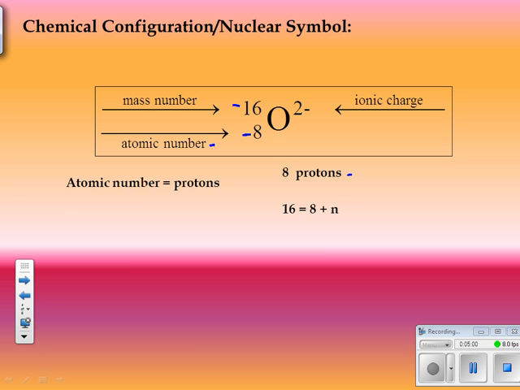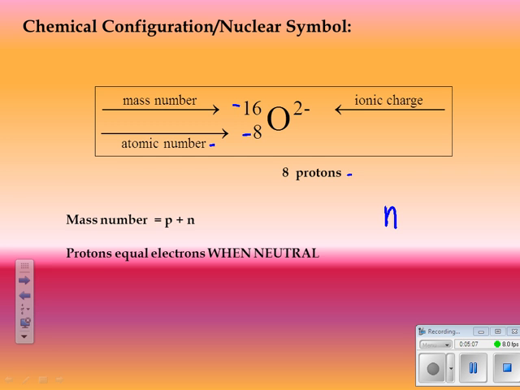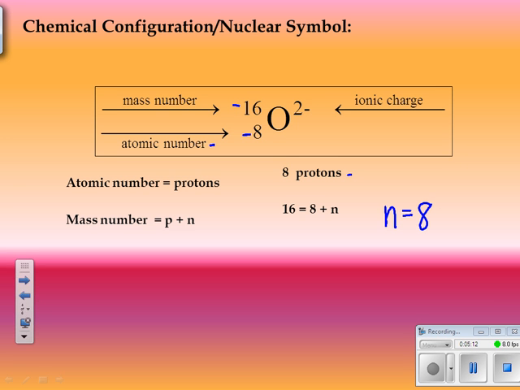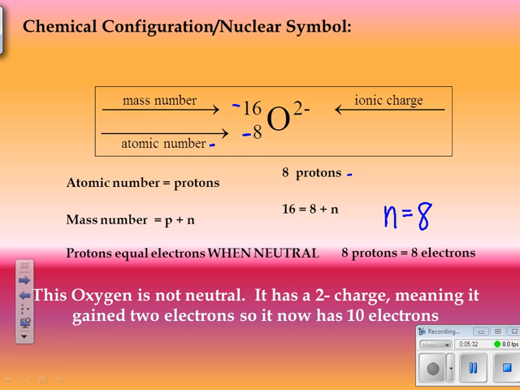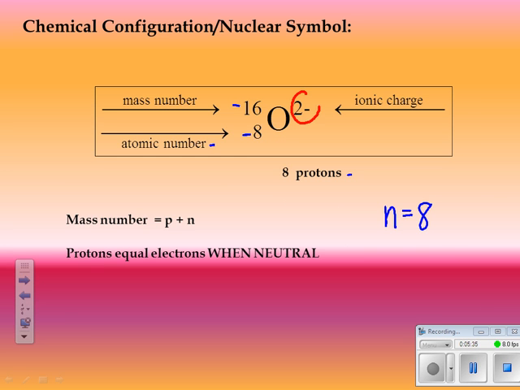Because of that, we know that 16 equals 8 plus n. So how do we determine the number of neutrons? Well, neutrons would equal 8. You simply subtract in the equation that you have plugged it into. Next, again, we've talked about protons equal electrons when it is a neutral atom. So normally it would be 8 protons equals 8 electrons. However, we do need to notice this oxygen is not neutral. How do we know that? Well, we can see the -2 charge right here.